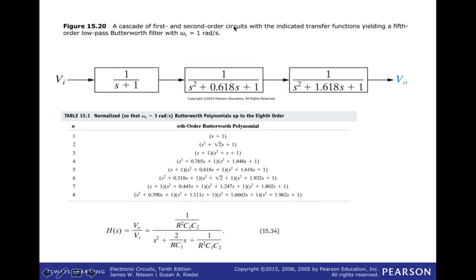So the best way to talk about this is to look at an example. In this example, this is a 5th order Butterworth filter, because if you come down here to n equals 5, here's your first stage, your second stage, and your third stage. And remember, this is the denominator. So I can actually implement that by cascading 3 filters. One of them is going to be a simple low-pass RC.